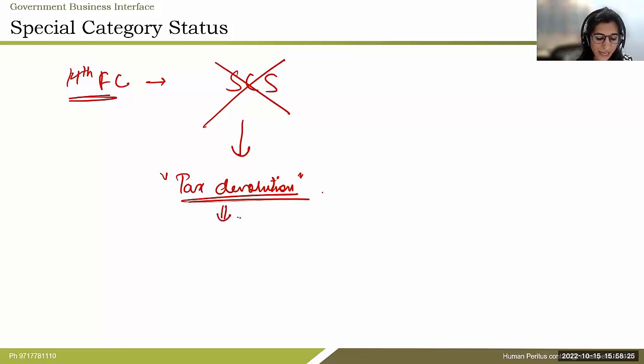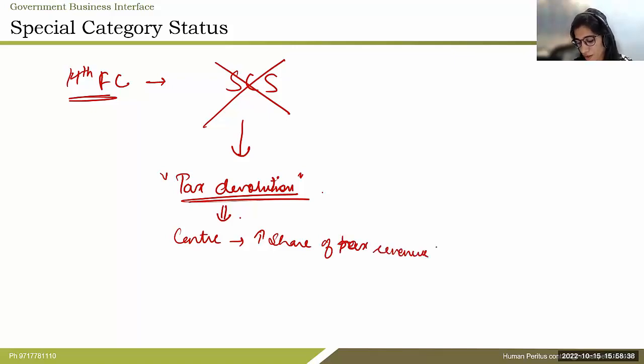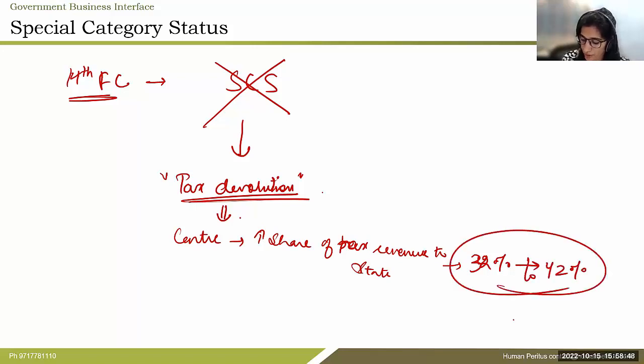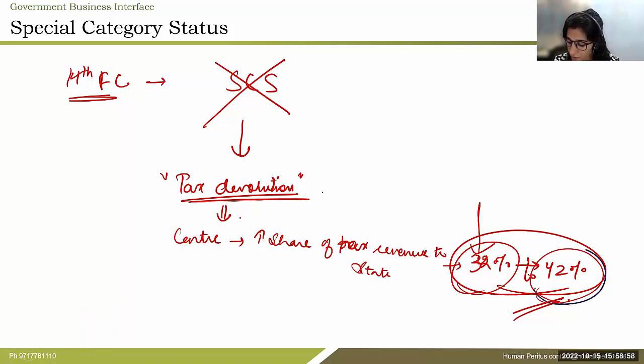So according to this tax devolution, now the center will increase its share of tax revenue to states from 32% to 42%. All right. So the center earlier used to give the states 32% of its tax revenue, but now after the 14th Finance Commission recommendations it will start giving 42%.